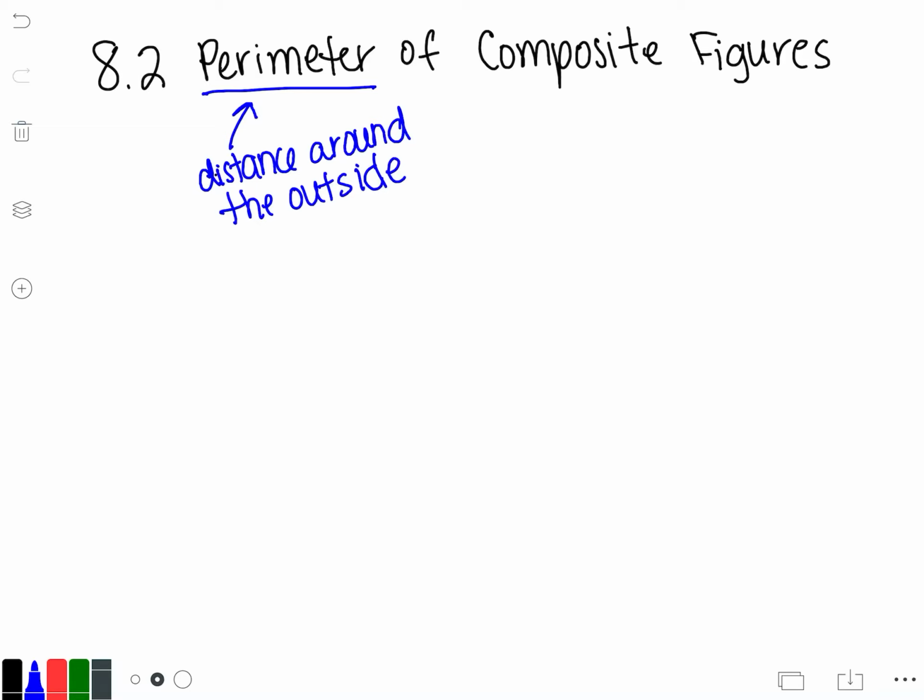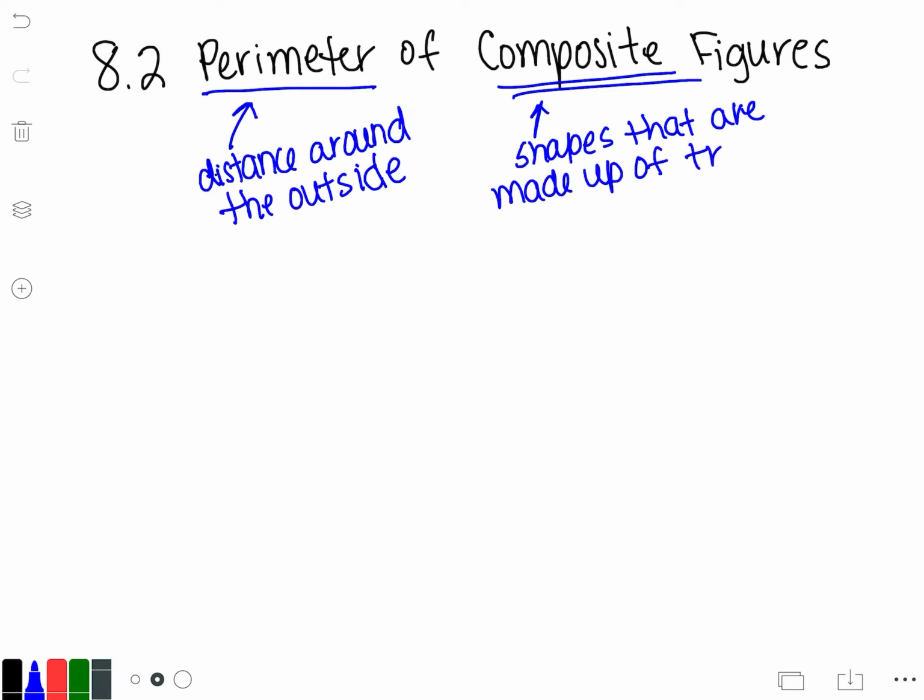And composite figures, maybe this term is new for you, are shapes that are made up of other shapes. So for example, a composite figure might be composed of a triangle and a square, or a triangle, square, and a rectangle.